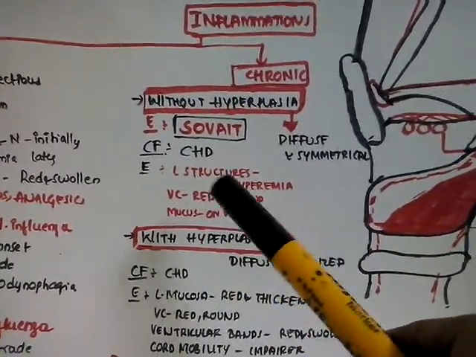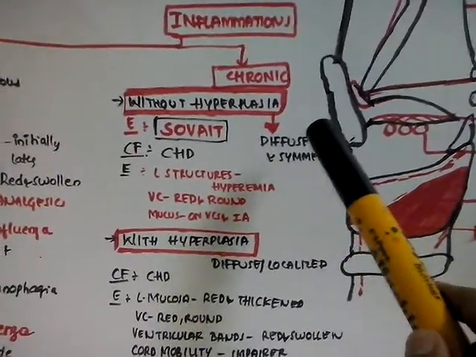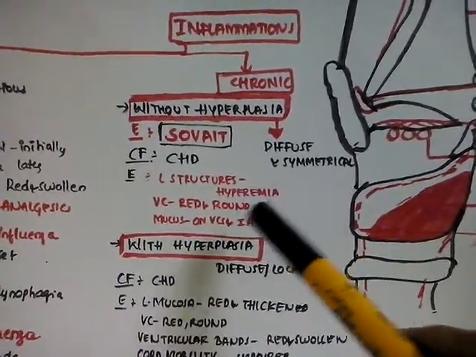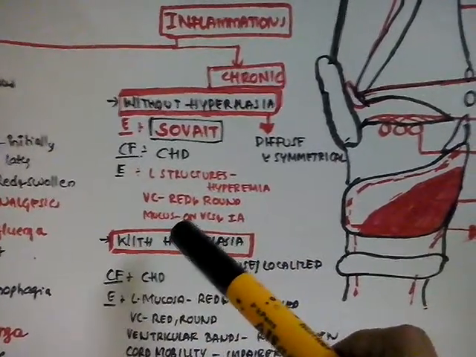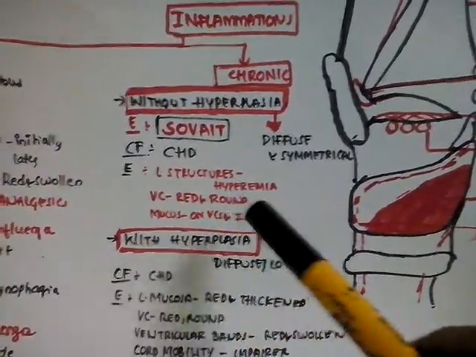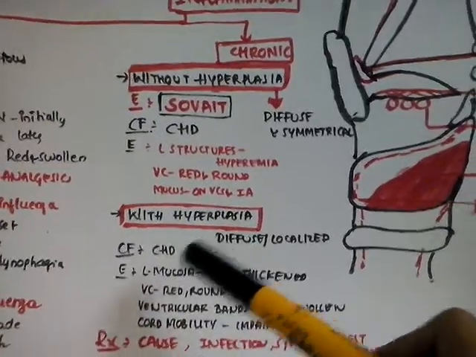On examination, as the whole larynx is involved, the laryngeal structures are hyperemic. Vocal cords are red and round. Mucus is seen on the vocal cords and interarytenoid regions.